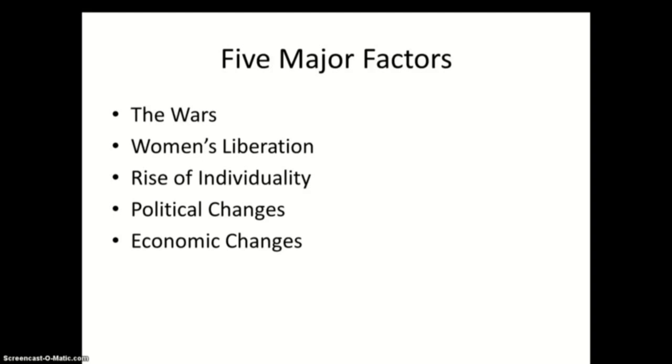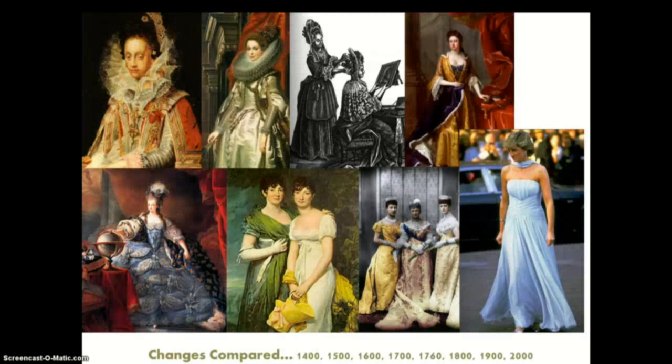And of course there are political changes and economic changes, of course changes in culture and society. Now you can see that the changes of the 19th century were rather drastic when compared to the first picture, 1400 and 1500, 1600, 1700, and then to 1760, not much change. Suddenly 1800, there is a huge change when we have the empire waistlines, for example, during the time of Jane Austen. Then suddenly we have the fashions of the 1900s, which were basically, I'm just showing you mostly pictures of royalty. And finally in 2000, we have Princess Diana.